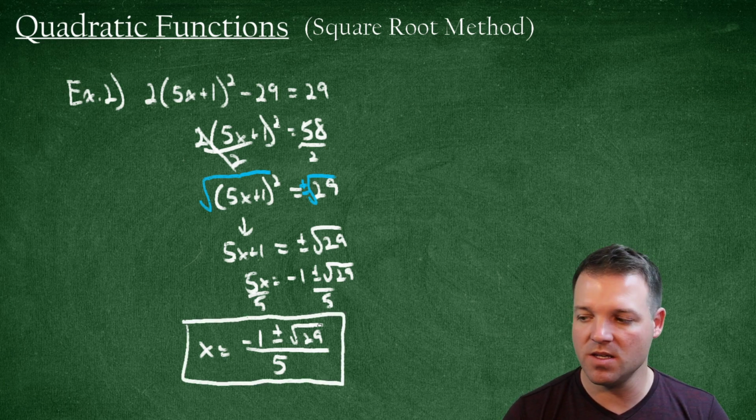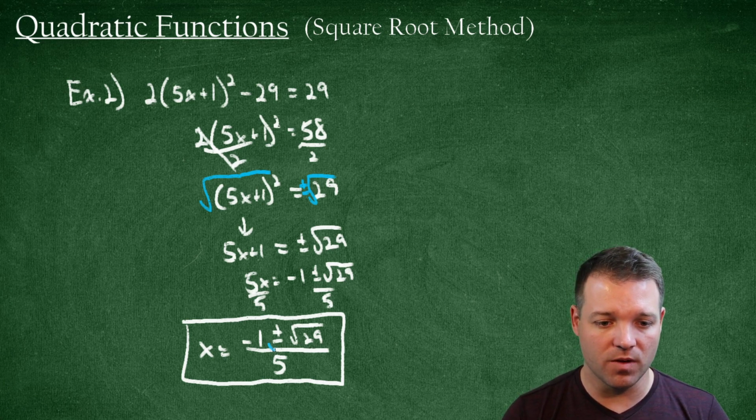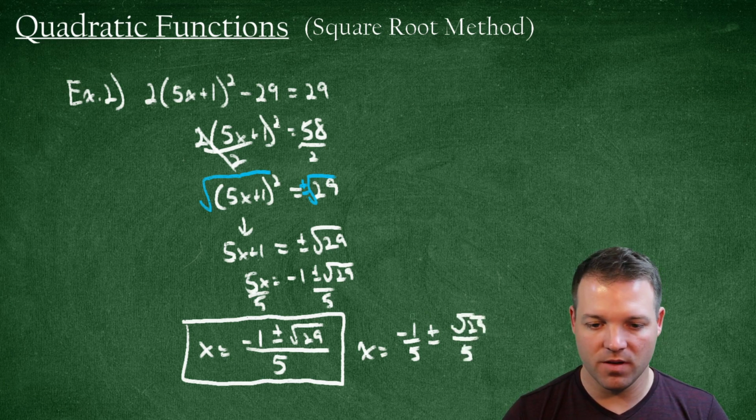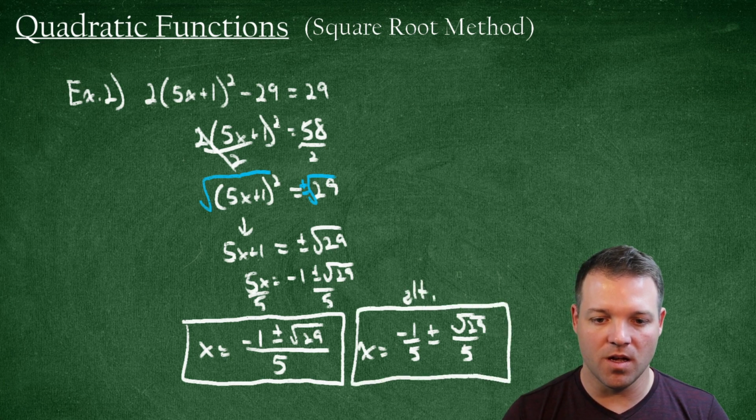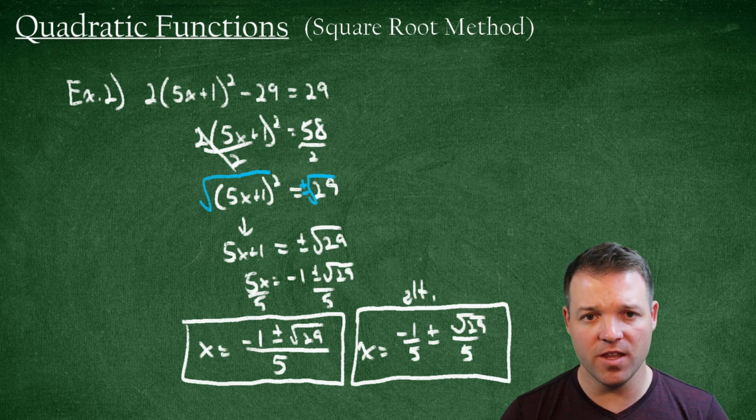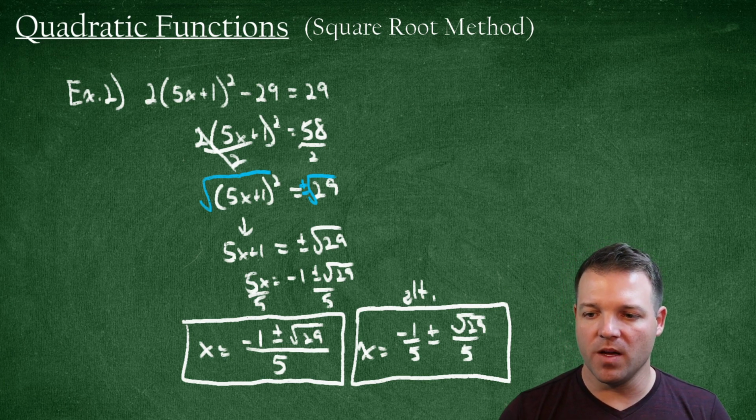Sometimes you might see the answer separated out, meaning this 5 here is the same thing. If I'm dividing all this by 5, you can divide each one of these by 5. So it would look like this. You might see your answer look like this as well. x is equal to negative 1/5, putting that 5 with the 1, plus or minus the square root of 29 over 5. And that is a valid answer as well. We'll call it an alternate answer. Either one is totally appropriate. Okay, let's do one more problem here.